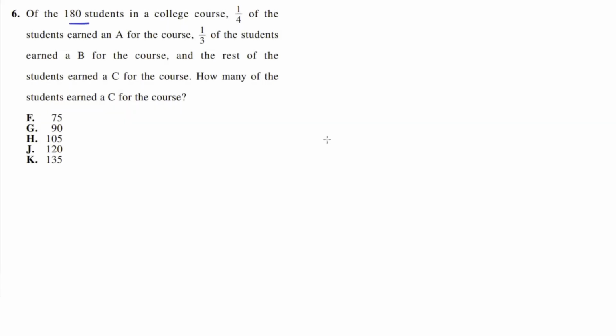Of the 180 students in a college course, 1/4 of the students earned an A, 1/3 of the students earned a B, and the rest earned a C. How many of the students earned a C for the course?